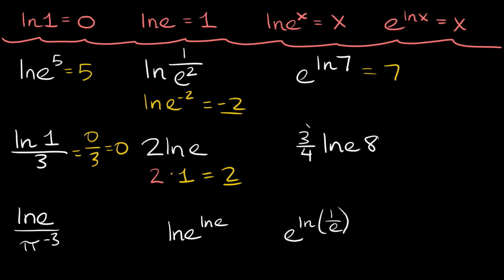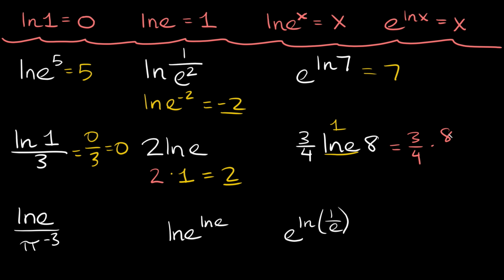Okay, now for this next one, we have 3/4 times the natural log of e times 8. All right, so remember, just like we just learned, the natural log of e is simply equal to 1, right? So this thing is equal to simply 1. So here, we really have 3/4 times 1 times 8. Or we could simply write that as 3/4 times 8, right?